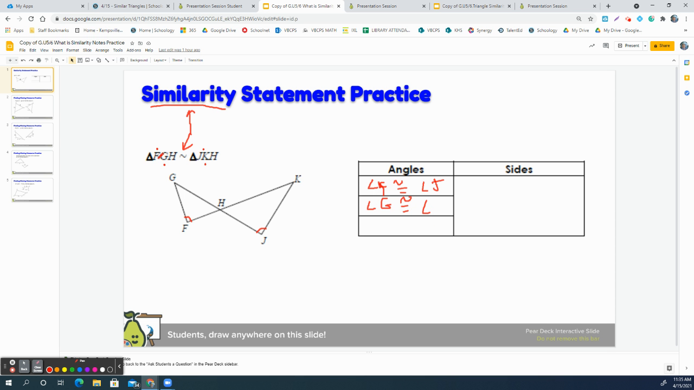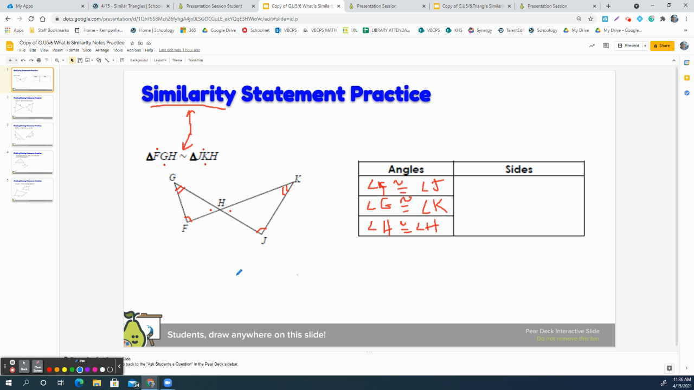Somebody else I haven't heard from today. G goes with K, absolutely. So I mark those with loops. Those are loops. G and K go together, which means H and H go together, right? So H and H have to go together. There are those vertical angles. Angle H and angle H. Remember that little weird L just means angles, right?